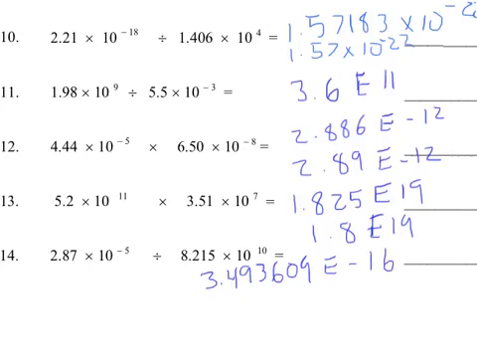How many significant figures do I get to keep? My weakest link is right here. I have 3 significant figures here, I have 4 significant figures here, so I have to round to 3 significant figures. I keep the 3, I keep the 4, I keep the 9. Since this is 4 or less, I leave the 9 alone, and so what I end up with is 3.49, and this time I'm just going to do it the other way, times 10 to the negative 16. It doesn't matter to me whether you say E negative 16 or times 10 to the negative 16.